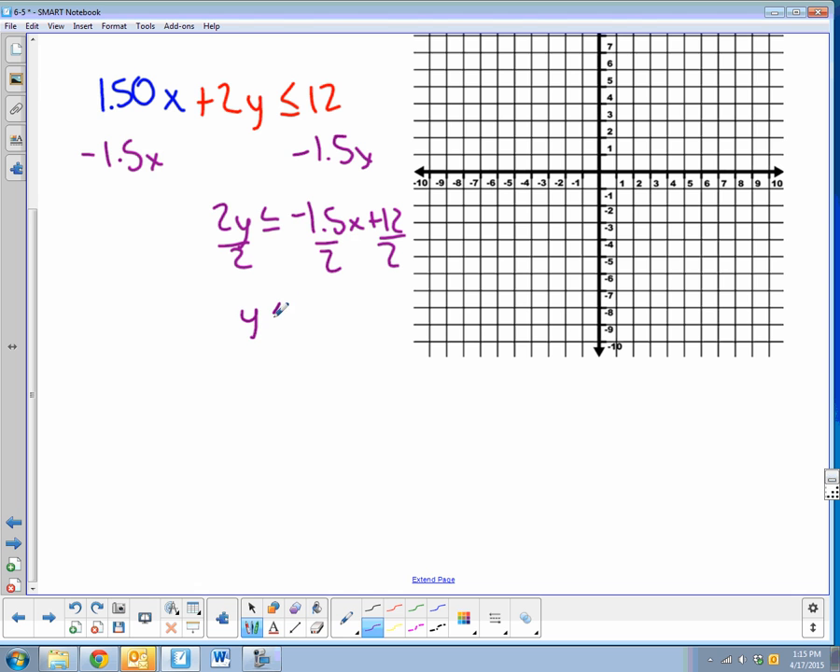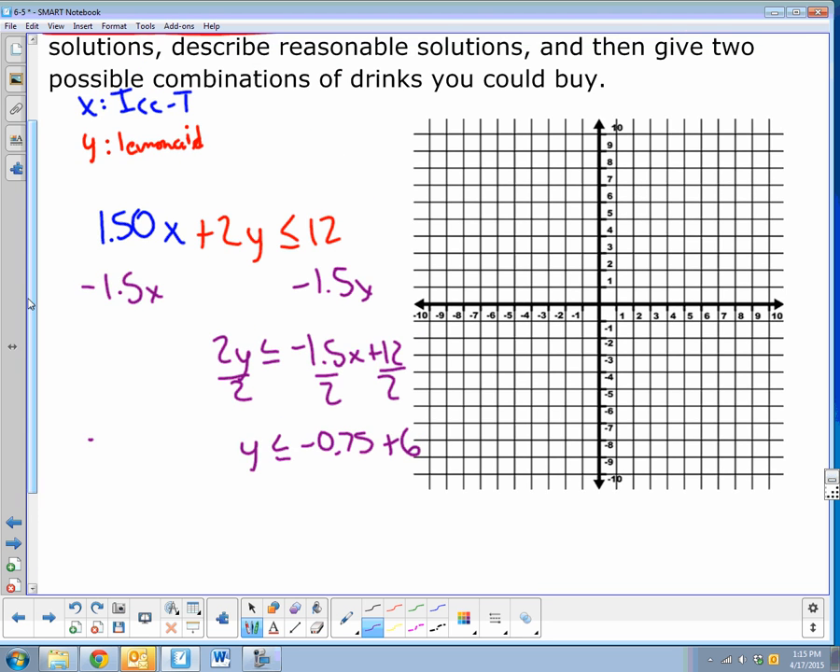I'm going to get that y is less than or equal to negative 1.5 divided by 2. $1.50 divided by 2 is going to be negative 0.75. We're going to deal with that in a second. Plus 6. All right, I can graph. You may have to use your eraser, so if you're doing this in pen, use an eraser. I'm going to graph. So I've got my y-intercept, 6. Boom, done. Now I need to use that slope. Negative 0.75x. That's really hard to graph, 0.75, and do it well.